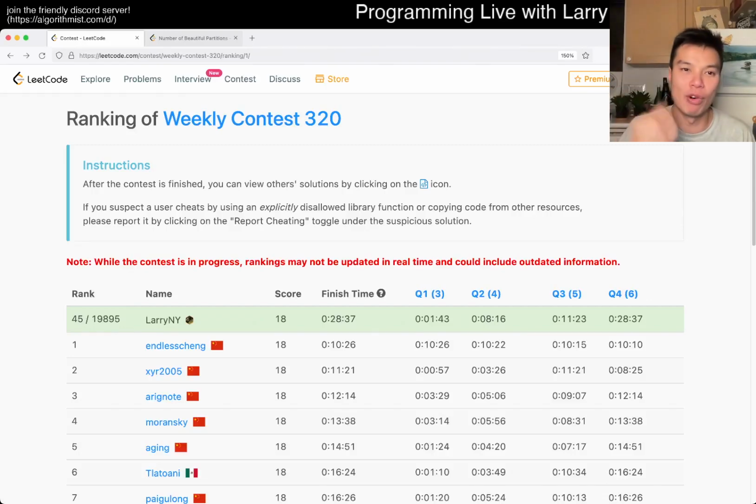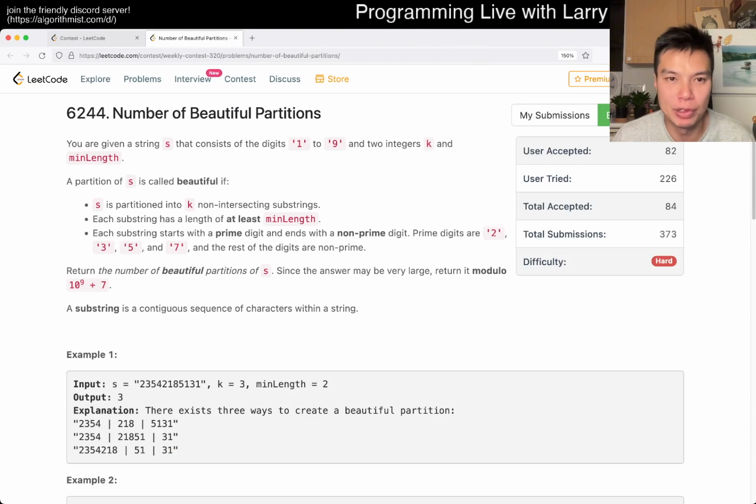This is me going over Q4 of the weekly contest 320, number of beautiful partitions.